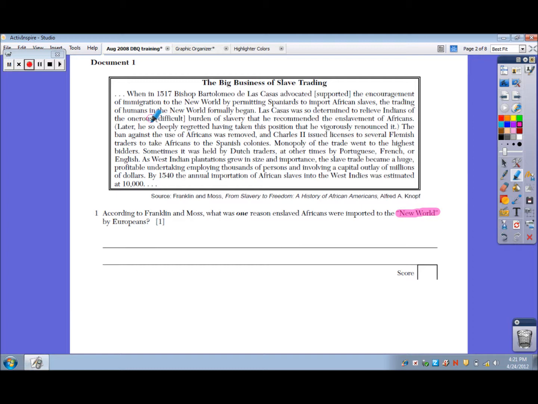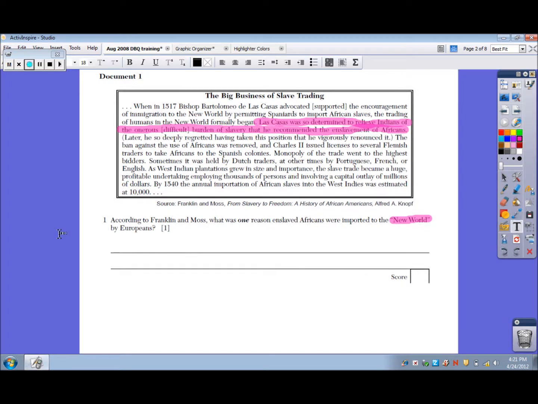enslavement of Africans. I'm going to stop there for a minute because that's your answer. That sentence right there tells you one reason Africans were imported to the New World. It says, Las Casas, who is a person, was so determined to relieve the Indians of the onerous or difficult burden of slavery that he recommended the enslavement of Africans. I'm going to stop there for right now, and I'm going to go ahead and word for word copy that down because that is the answer to the question.